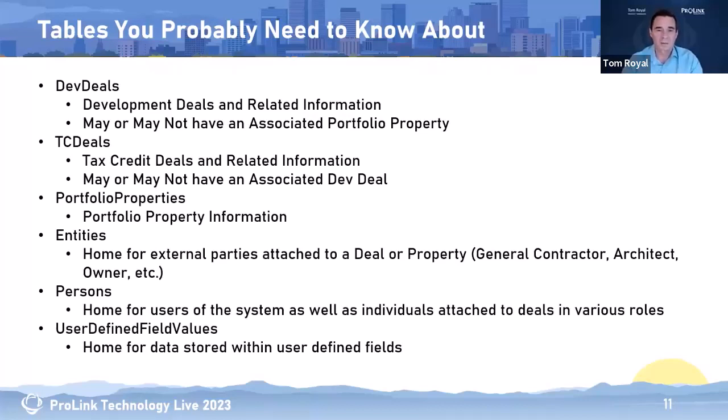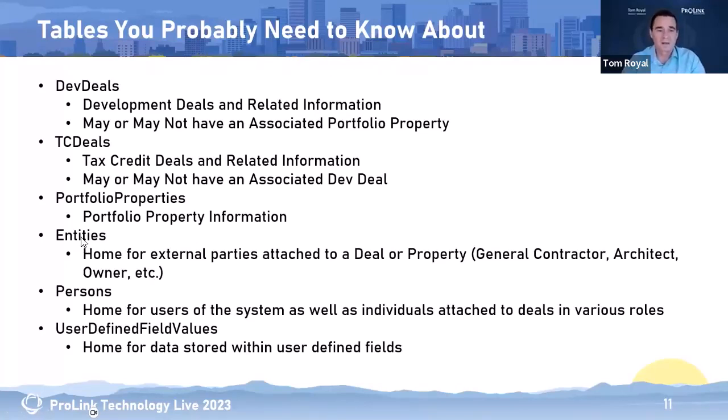I will always recommend going into the UI, looking to see where your fields are stored. Where's your information stored in the system? Portfolio properties, that's where your portfolio property information is going to be. There's a lot of other tables with these as well. You see dev deals and TC deals and portfolio properties, and there's going to be like portfolio property units and portfolio property locations and things like that.